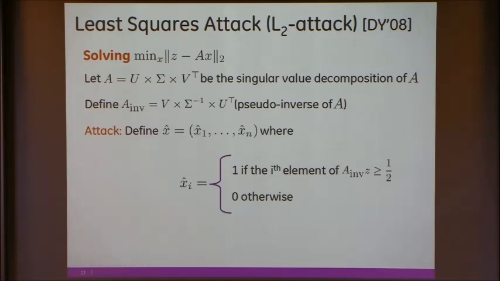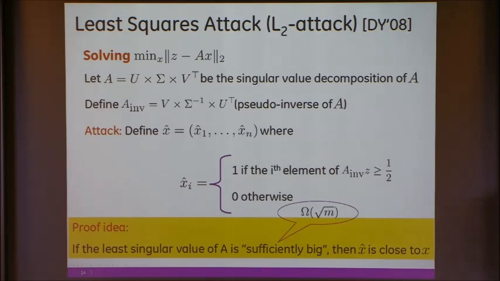Just one slide about the least squares attack. If you want to minimize this problem, the simplest way would be to take a singular value decomposition of this matrix A, that's U sigma V transpose, and then define a pseudo-inverse of A, and then define X hat as A inverse Z rounded to 0 or 1. I was assuming the data is Boolean, so you take A inverse Z and just round them: if it's greater than half, pick 1, less than half, make it 0. And this least squares attack would work, actually. And this is the standard way Dinur and Nissim analyzed their attack, and the following works.